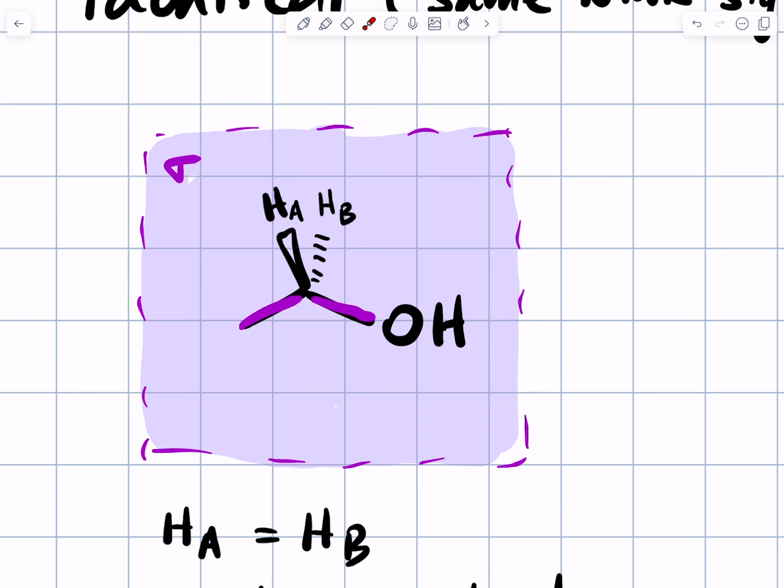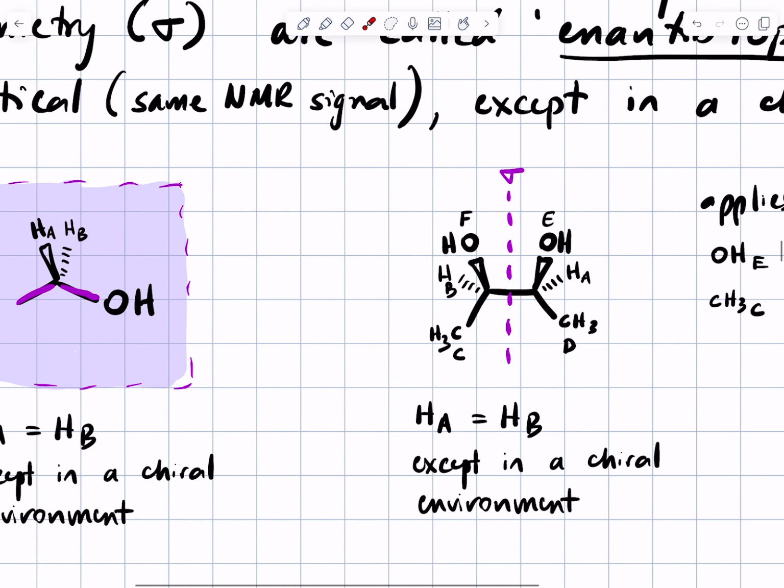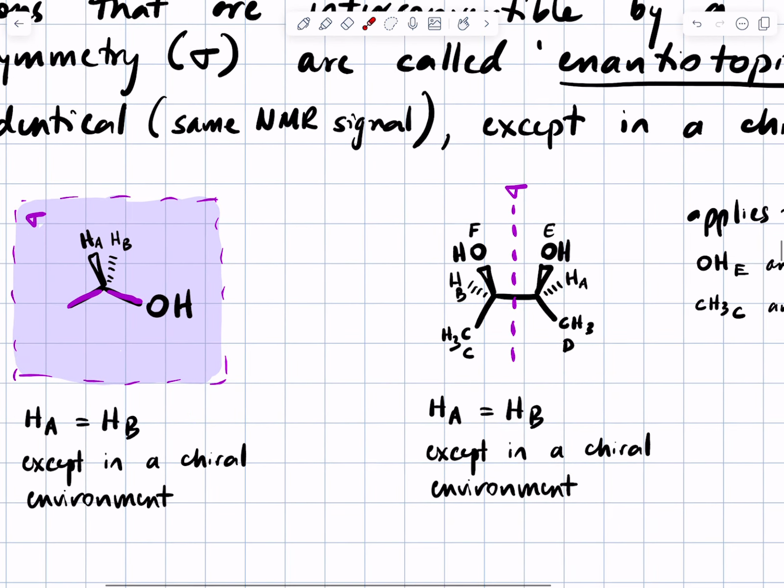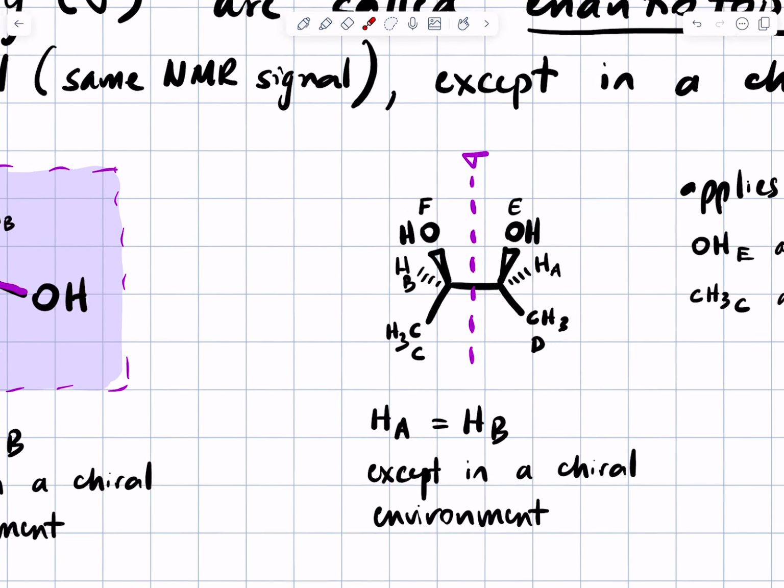What I'm saying is an enzyme, say liver alcohol dehydrogenase, would be able to tell the difference. An enzyme is chiral. An enzyme would be able to tell the difference between proton A and proton B. But in the absence of a chiral environment, they're totally identical. Okay. Similarly, what's true for protons can be true for groups as well.